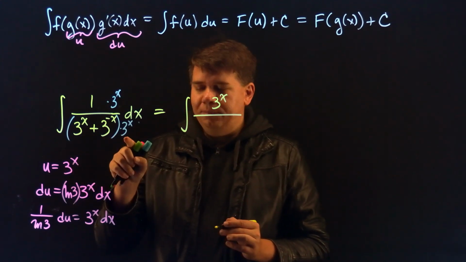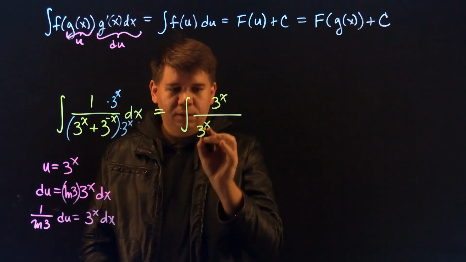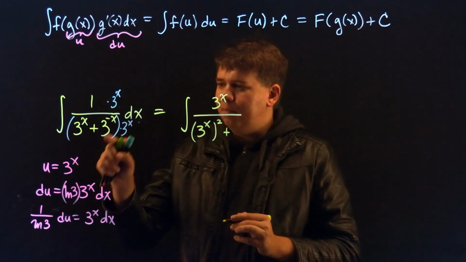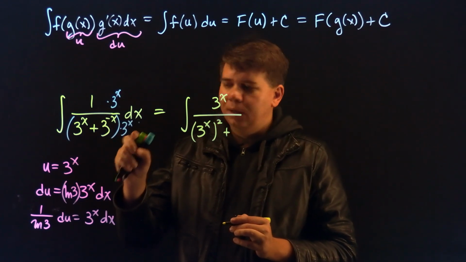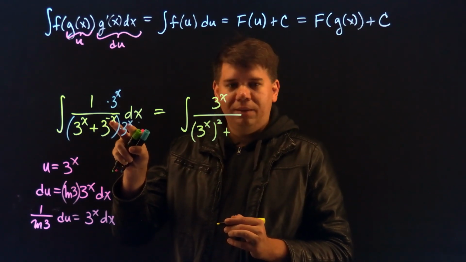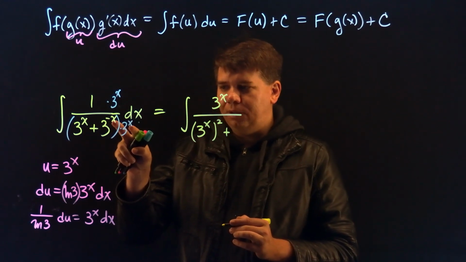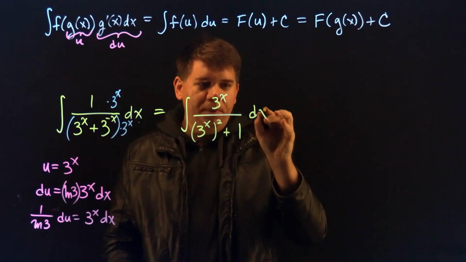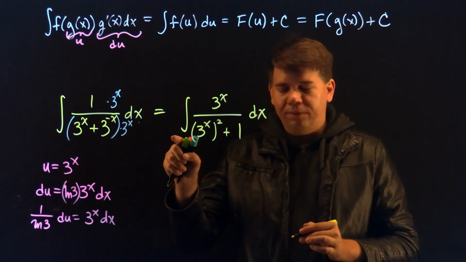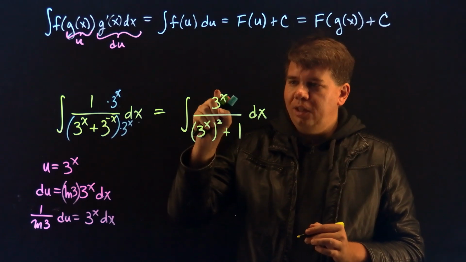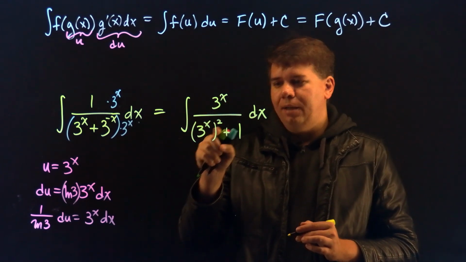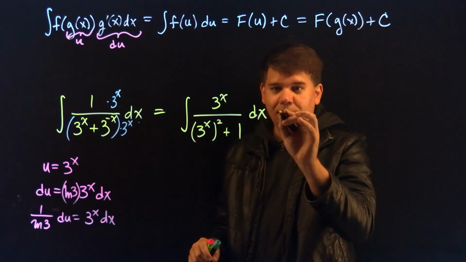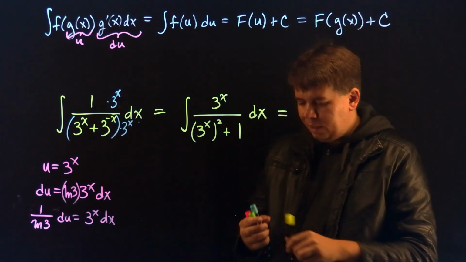Well, 3 to the x times 3 to the x is 3 to the x squared, plus, what's 3 to the minus x times 3 to the x? Well, when you multiply, you add the exponents, so negative x plus x is 0, so it's 3 to the 0, that's 1. Here we go. This now becomes the antiderivative, or the indefinite integral, of 3 to the x over 3 to the x squared plus 1 dx. It still looks pretty messy, but now we're actually in a pretty good place.